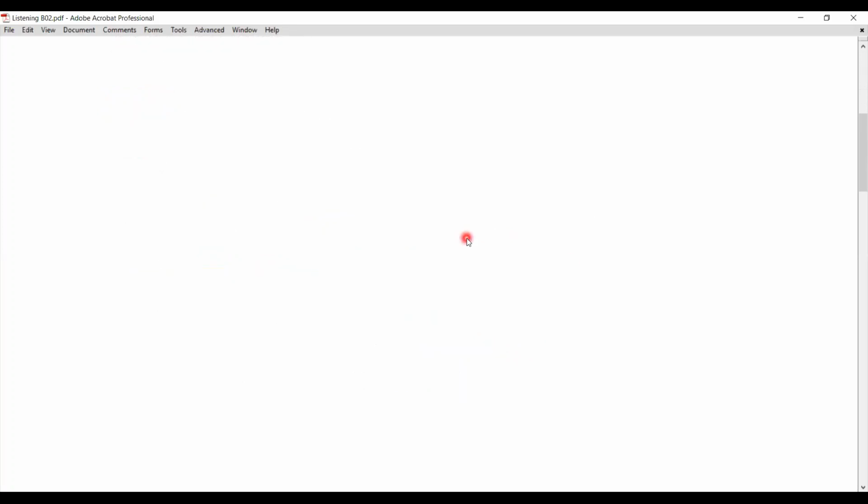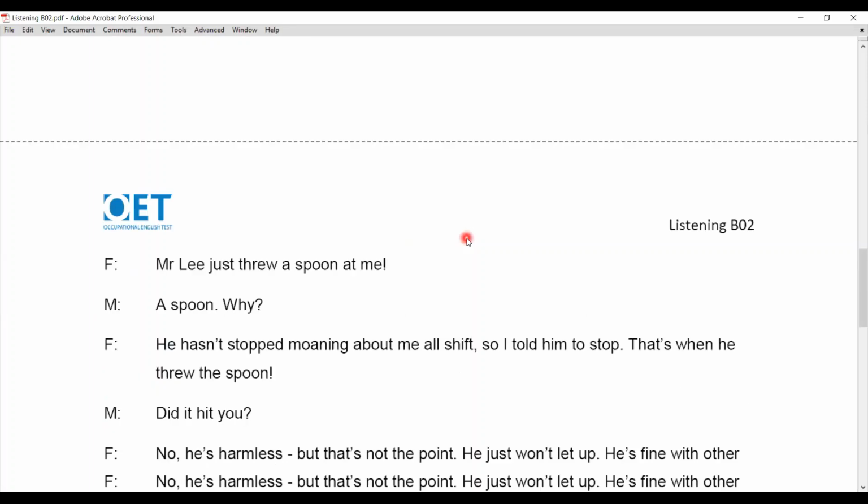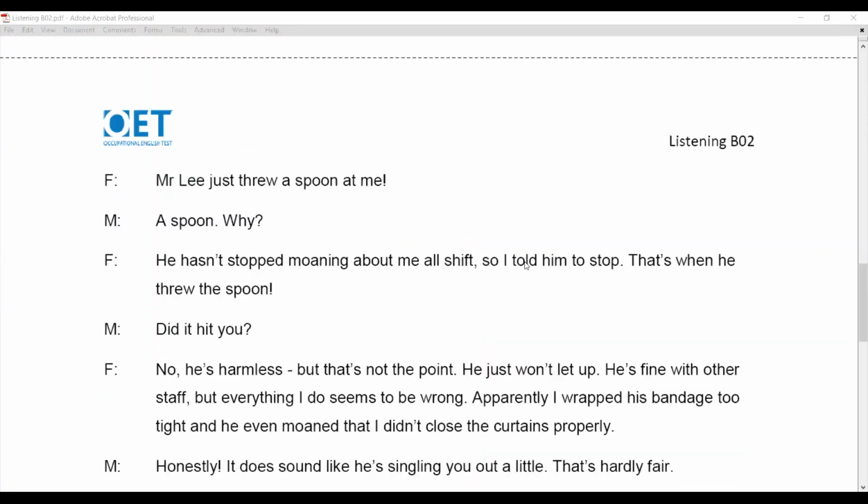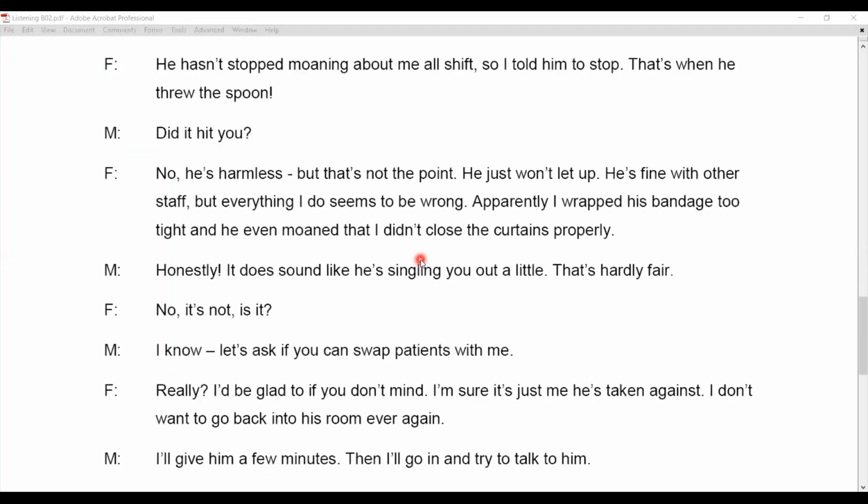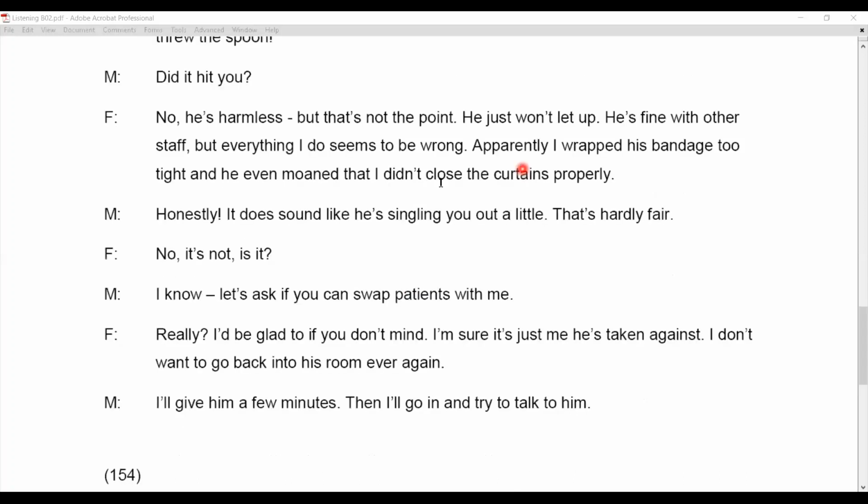So again, we had to look at the overview of the entire conversation. They said that he threw a spoon. Did it hit you? The nurse said, no, he's harmless. So this helps me to rule out B. But he is behaving unreasonably, because here they said that everything I do seems to be wrong. And then she was giving a few examples, and the male nurse accepted it.